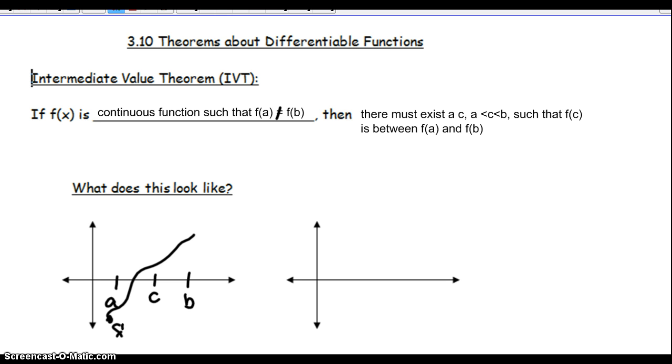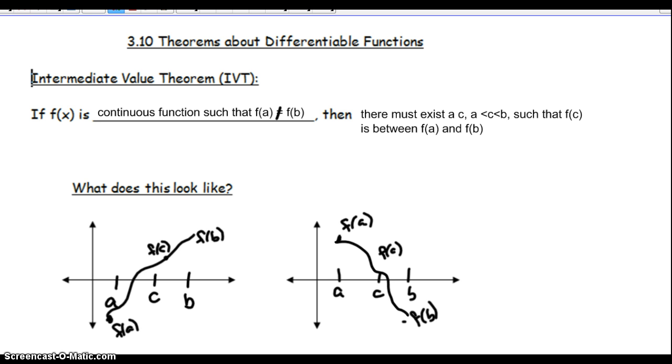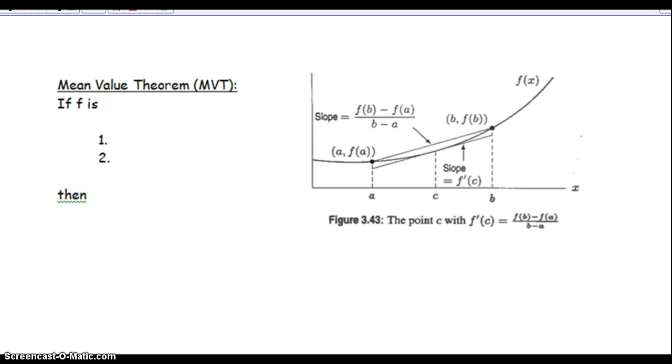It could be like this. There is f of a. Here is f of b. And f of c is somewhere in between. Now, it doesn't have to be an increasing function. It could go back and forth. It could be a decreasing function. Here's f of a, here's f of b, and it's just stating that there must be some f of c somewhere in there. That's it. Pretty awesome. Next, we're going to look at the mean value theorem.